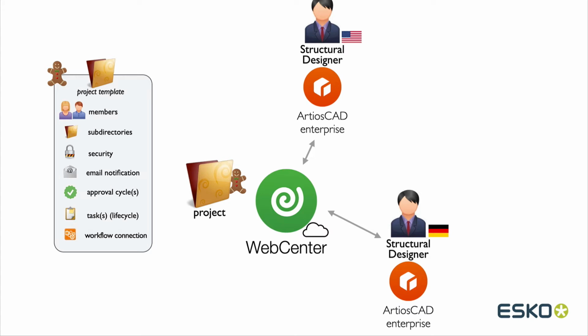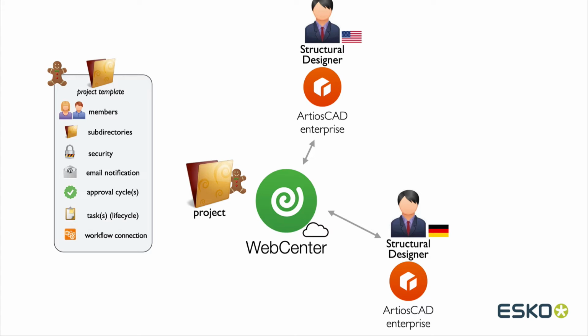Subdirectories, such as bill of materials, CAD files, 3D graphic files, can all be, again, predefined using this template. Security is very important as well. You do not want to give every single stakeholder access to those projects or subdirectories. Email notifications, approval cycles, tasks, workflow connections, they're all part of this template.